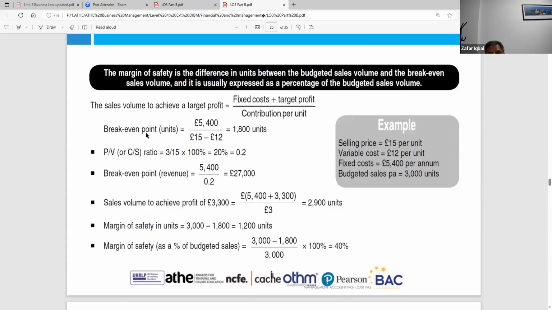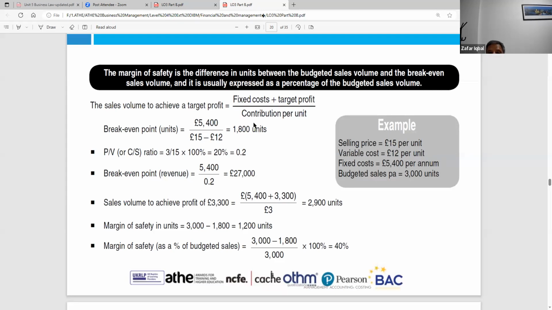Let's look at it graphically and by calculation. As I said here, the break-even point is the fixed cost plus the profit over the contribution per unit. So if a company has a fixed cost of 5,400 plus the target profit included in there, then your contribution per unit is the sales revenue minus the variable costs. So 5,400 divided by 15 minus 12, which is 3. So 3 divided into 5,400 will give you 1,800 units.